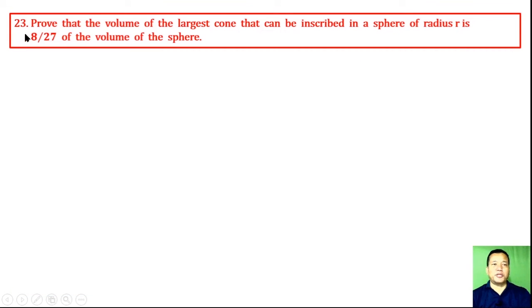For question number 23, prove that the volume of the largest cone that can be inscribed in a sphere of radius r is 8 by 27 times the volume of the sphere. The largest cone inscribed in a sphere of radius r, the volume of that largest cone is 8 by 27 times the volume of the sphere. We have to prove this.